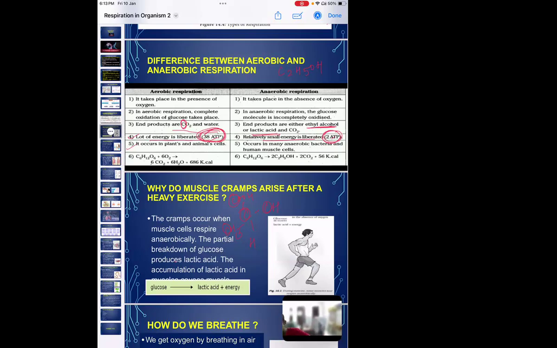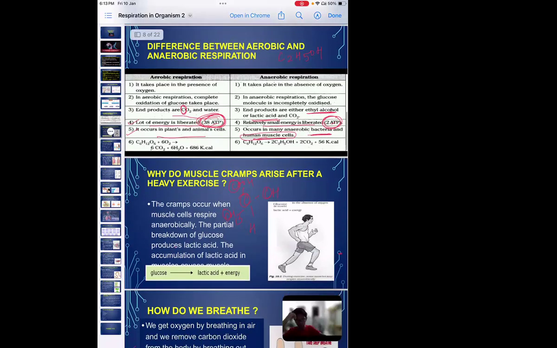Then the next point: aerobic respiration occurs in both plant and animal cells, whereas anaerobic respiration occurs in human muscles. As I told you, when you run heavily or exercise heavily, or at night when you sleep on one side of your body, it also occurs. Bacteria also undergo the anaerobic process.